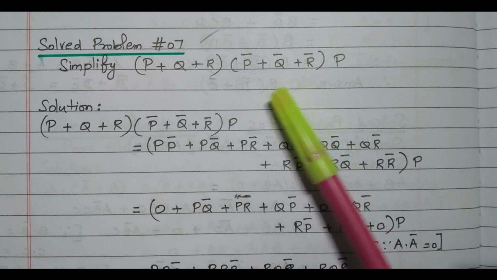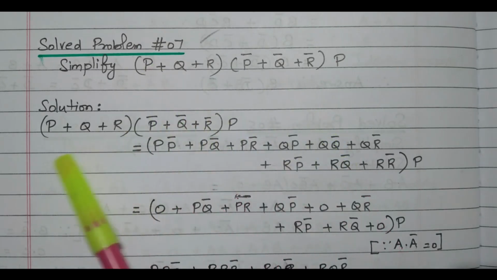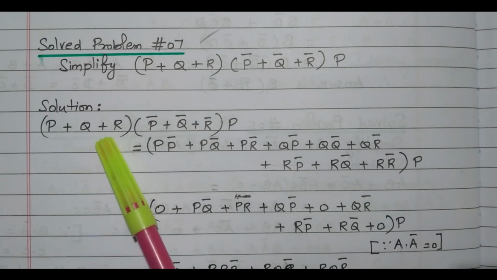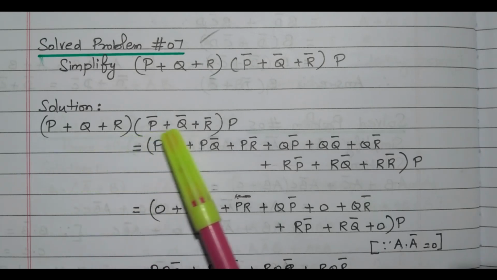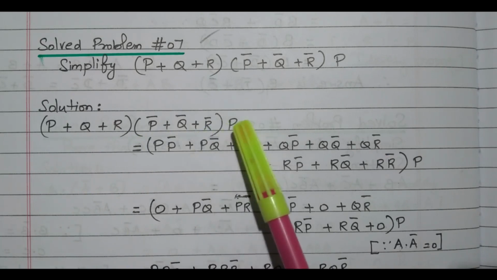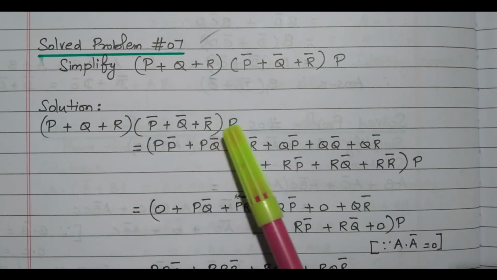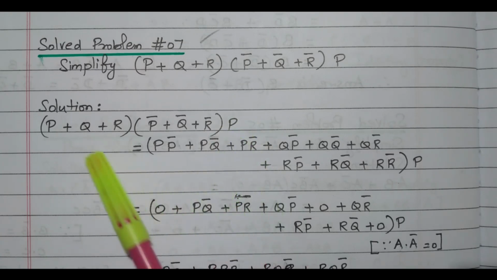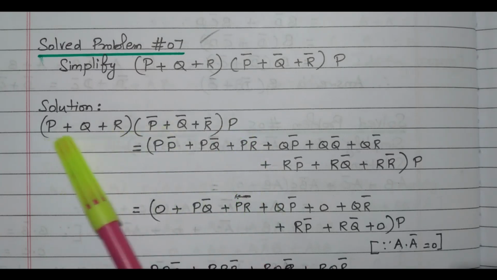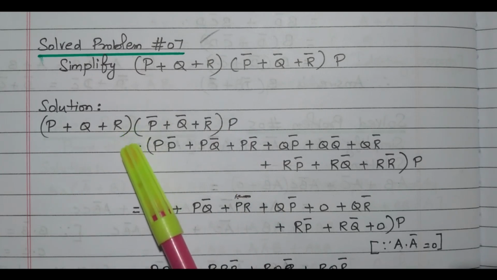Now we'll go to the first problem. It is given (P + Q + R)(P̄ + Q̄ + R̄)P. Right? So this is the given problem. We need to simplify this given expression. Now we'll multiply all the terms so that we can go for further simplification.